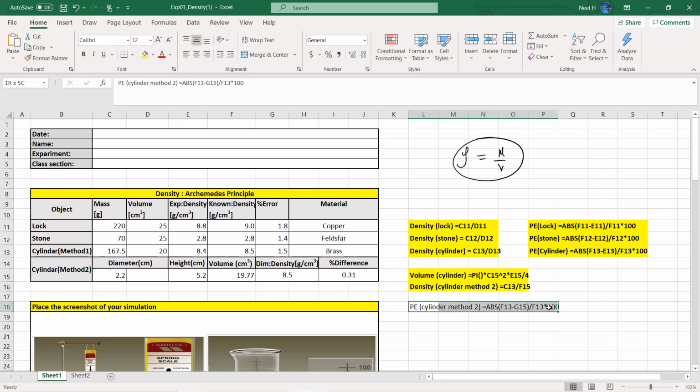Okay, so that's the command function we use for that.